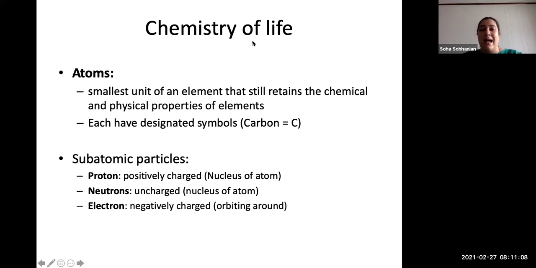Now, when you look at an atom, you have what we call subatomic particles. Anything you think about sub, it means it's below something, right? Like subway. So subatomic particles basically describe the components an atom is made up of, okay? So these are protons, neutrons, and electrons.